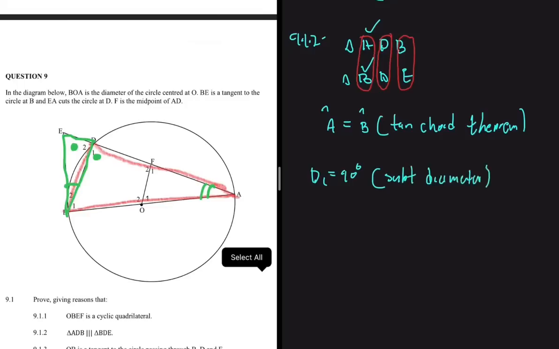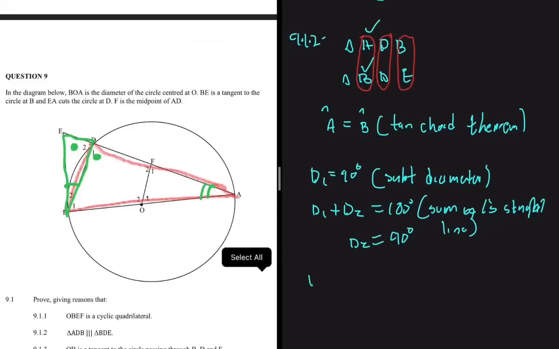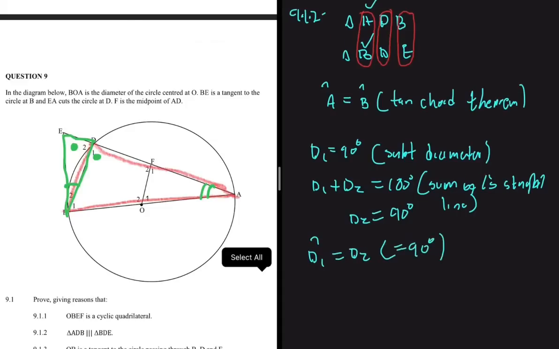But then at the same time, D1 plus D2 should be equal to 180 degrees, right? This is the sum of angles on a straight line. The sum of angles on a straight line. So you can see here that consequently D2 will be equal to 180 minus 90, which is just 90 degrees. So now D1 is equal to D2. They're all equal to 90 degrees, right? It becomes easy to see now that this angle here B1 should be equal to the angle E, because they are the only remaining angles, right?